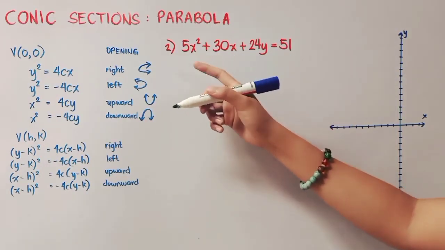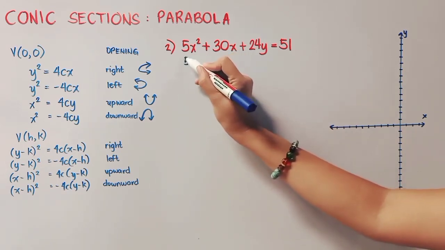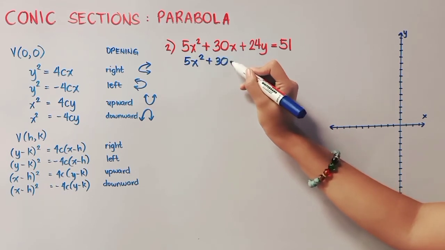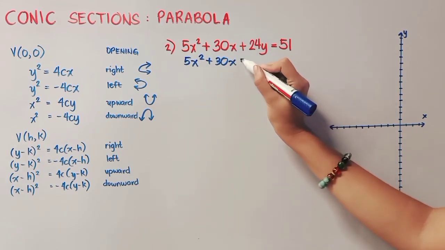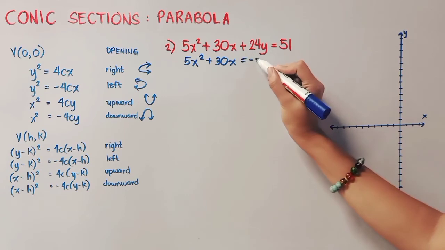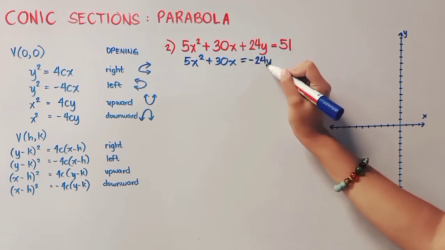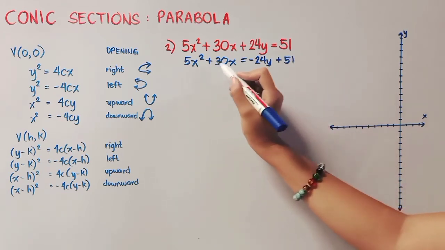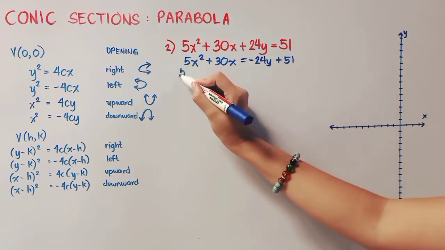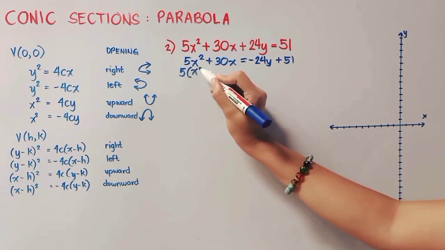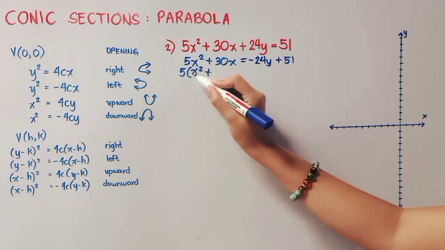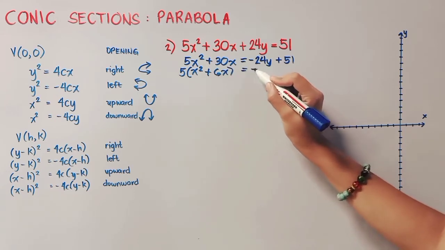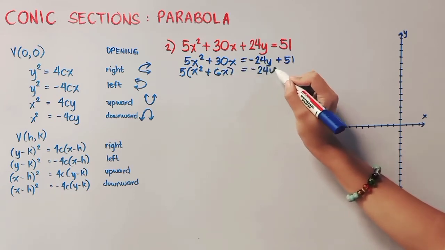In number 2, as you can see, our x is raised to 2. Therefore, all terms with variable x should be placed on the left side and the rest will be on the right side. So from positive, it became negative 24, and then we just copied 51. In here, 5 is a common factor, so we'll take it out. What's left is x squared, and then 30 divided by 5 is 6. And then we will just copy whatever is in the right side.